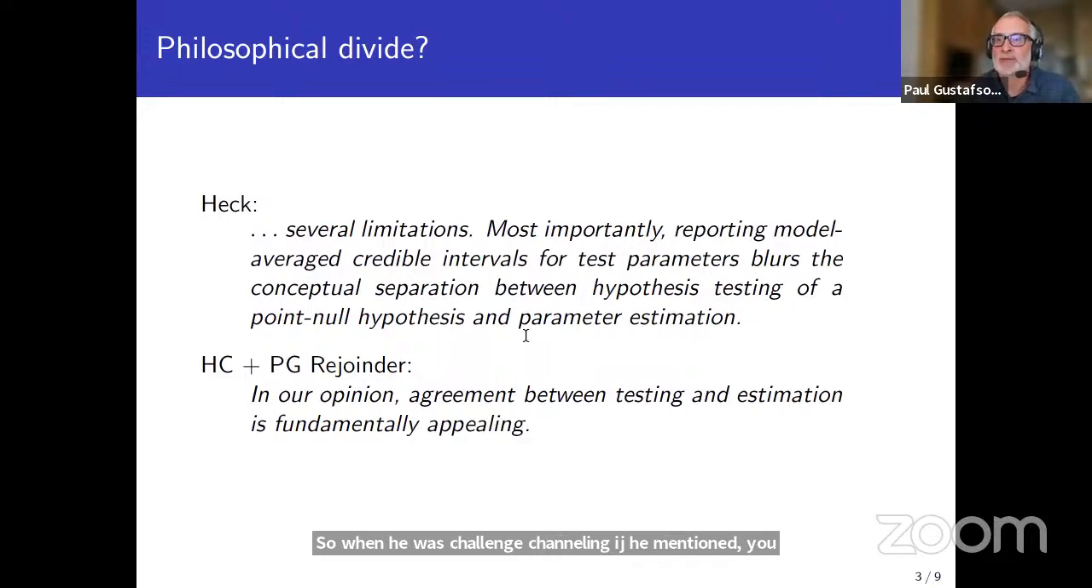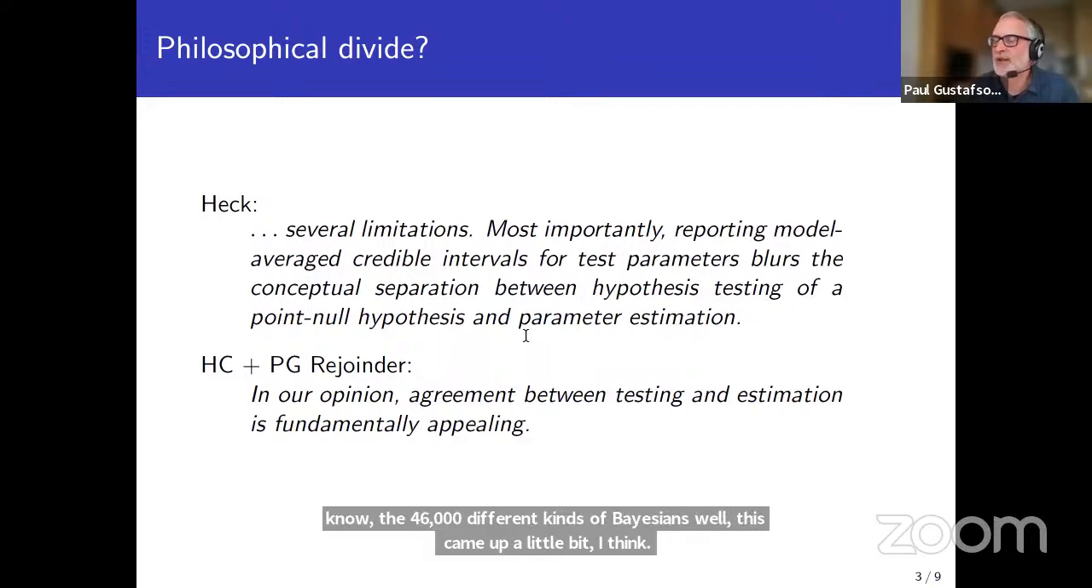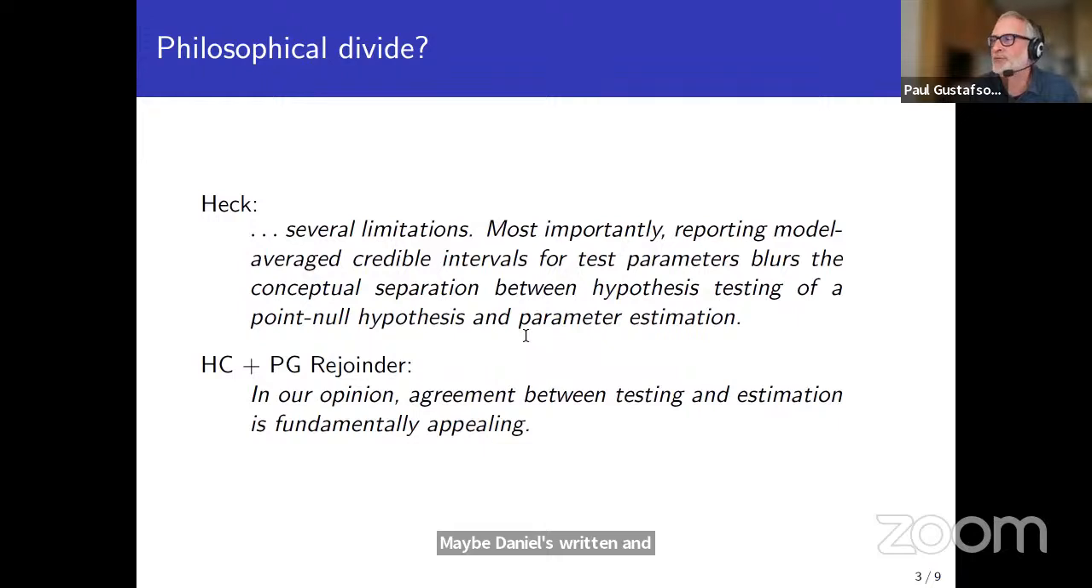Maybe Daniel's written and presented discussion is where the most philosophical disconnection is between the point of view that Harlan and I were taking, and I don't think it's a right or wrong thing. I think it's just different philosophy. And so maybe the big question is: is blurring the lines between testing and estimation a good thing or a bad thing? I think you can make the case either way, but we were making the case that it's a good thing.